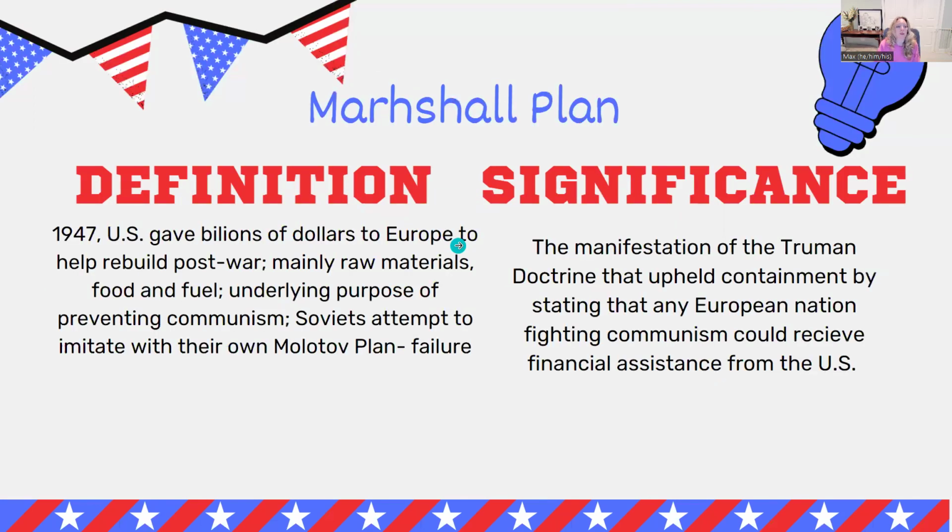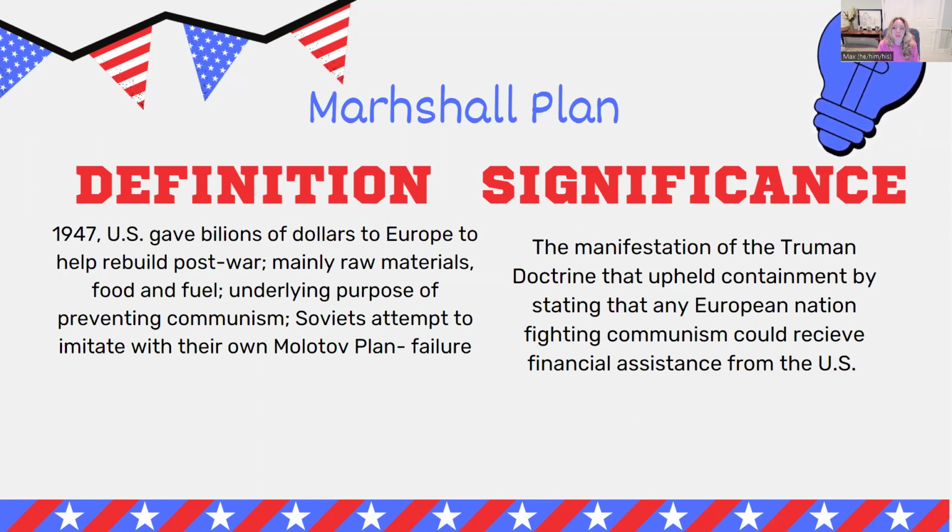Marshall Plan. In 1947, the United States gave billions of dollars to Europe to help rebuild post-war societies, mainly raw materials, with the underlying purpose to prevent the spread of communism. Soviets attempt to imitate this, but it doesn't work. We offered them money for the plan, but the Soviets would not let them or the satellite states take it.